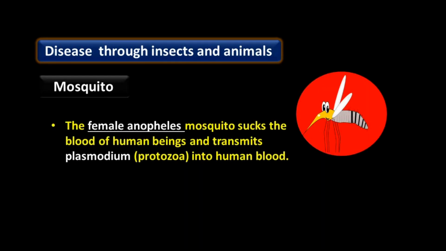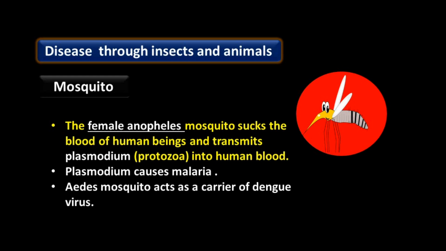Mosquito. The female Anopheles mosquito sucks the blood of human beings and transmits plasmodium into the human body. Plasmodium is a protozoa, and due to the plasmodium microorganism, malaria disease is caused in human beings. Aedes mosquito acts as a carrier of dengue virus. So the female Anopheles mosquito is a carrier of plasmodium, which causes malaria, and the Aedes mosquito is a carrier of dengue virus.